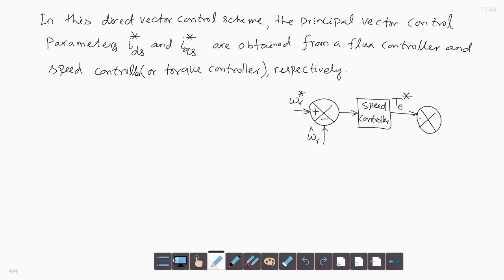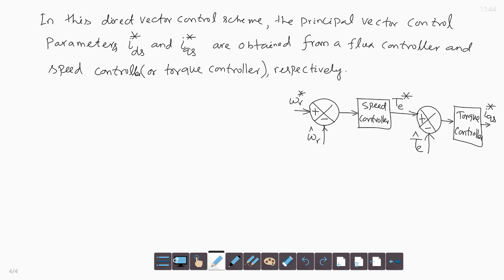Then there will be a comparator, comparing the actual torque, which is estimated or sensed, that is Te, with the command value of the torque generated from the speed controller. This torque error goes through a torque controller to generate the command value of the current IQ star.